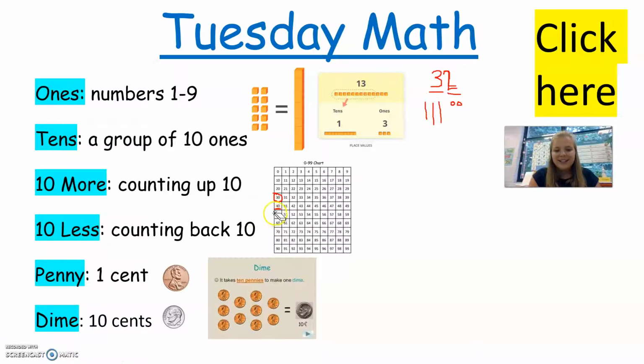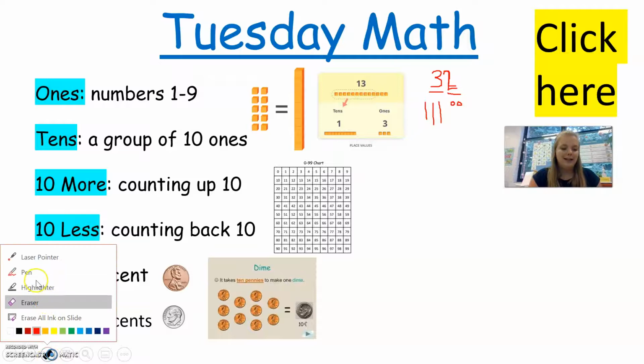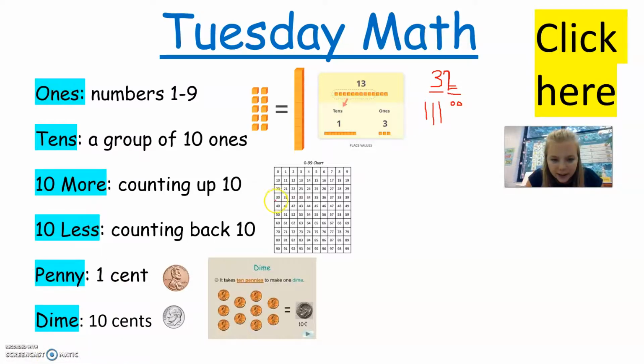Okay, now I have 10 less. 10 less is counting back 10. So let's do 30 again. So if I want 10 less, I'm going to count back 10. So 1, 2, 3, 4, 5, 6, 7, 8, 9, 10, 20 is 10 less than 30. Look again, I just took away one group of 10. So I counted back 10.